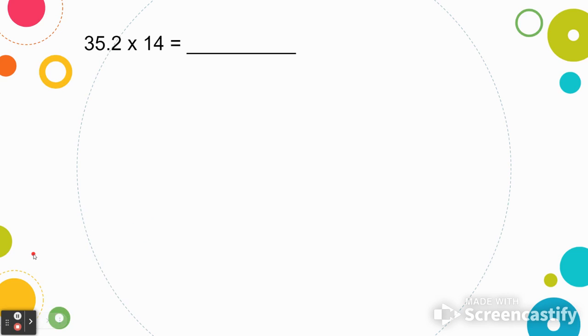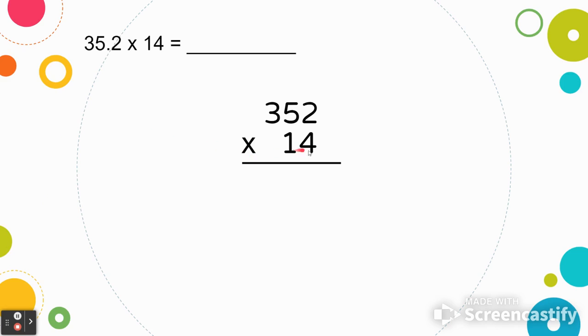Now let's multiply 35 and 2 tenths times 14. We can use whole number multiplication to help us solve this problem. We can rewrite this problem as 352 times 14. We will then use our place value understanding to add the decimal in later.